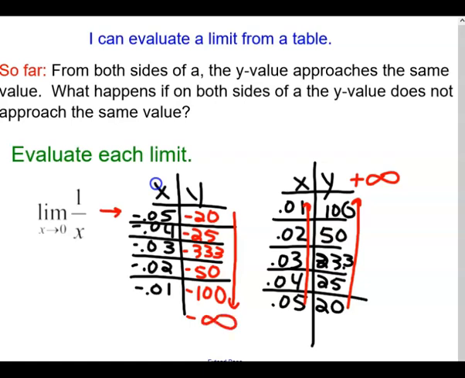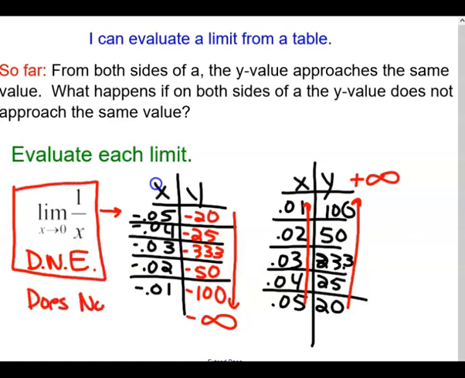It seems to be getting more and more negative there. So they are not approaching the same number. One is becoming more and more negative, one is becoming more and more positive. They're going opposite directions. So in this case, what is the limit? We would say DNE, which stands for does not exist. So sometimes it's going to approach the same number and sometimes it is not. So that is an introduction to looking at limits based on tables.